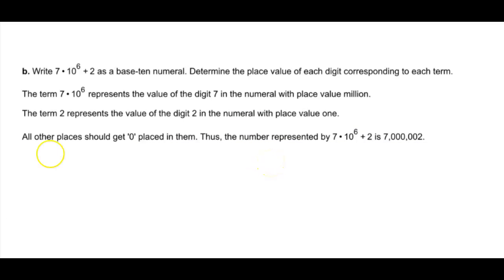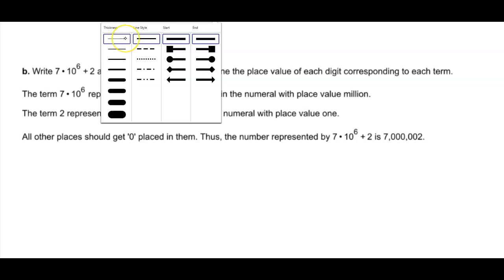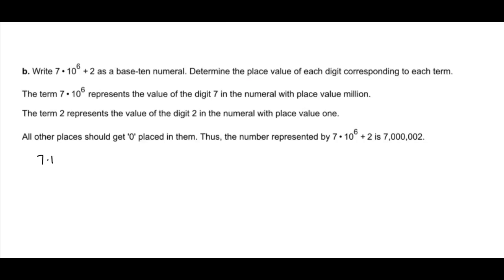So let's go ahead and do that. So we have 7 times 10 to the 6th plus 0 times 10 to the 5th plus 0 times 10 to the 4th plus 0 times 10 to the 3rd plus 0 times 10 to the 2nd power plus 0 times 10 to the 1st power plus 2 times 10 to the 0 power, because again, anything to the 0 power is going to equal 1.